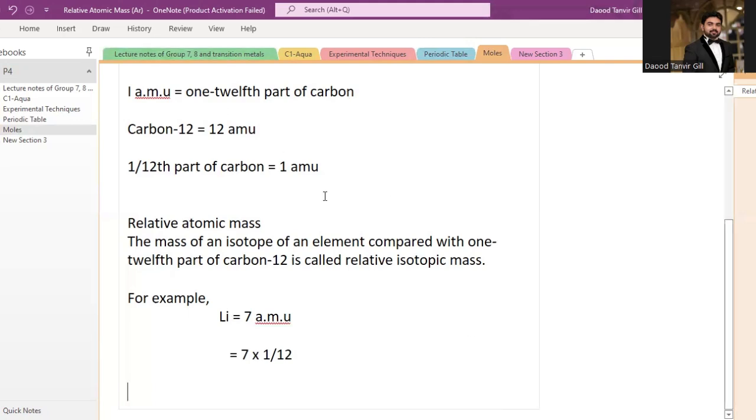So I'll provide you an example of fluorine. It has two isotopes, 37 and 35, and their abundance is also different. So by calculation, I will show you how we get the relative atomic mass of fluorine and how we get this value in the periodic table. I will prove it to you today. Okay. First of all, I will write down the definition of isotopes.